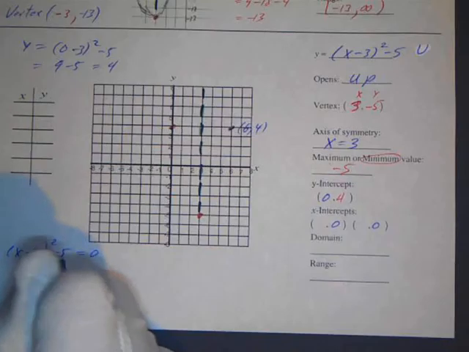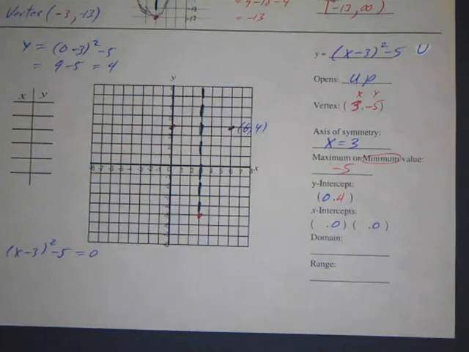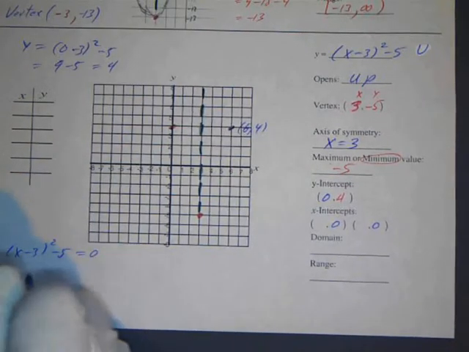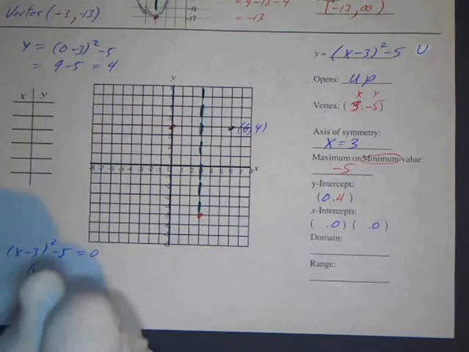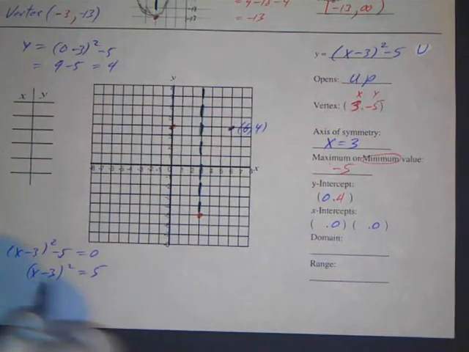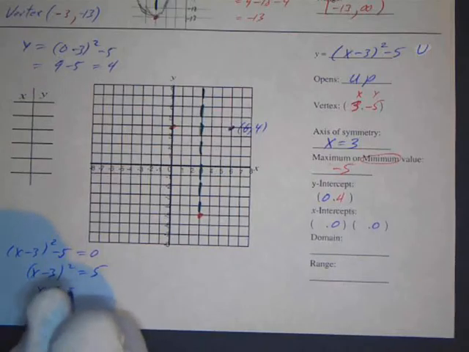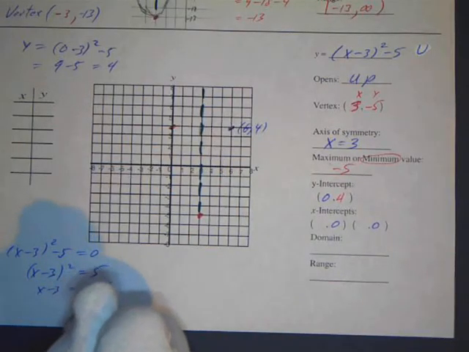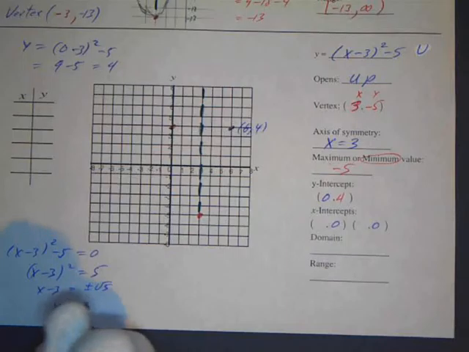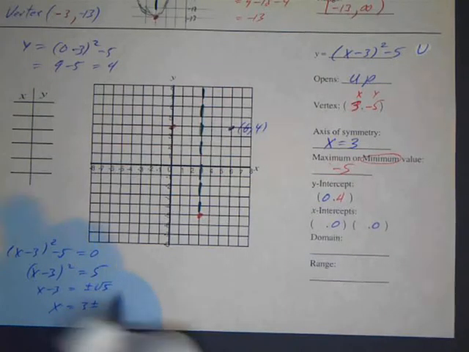And we did some quadratic equations like this on your homework problem, so hopefully remember that. So if I add 5 to both sides, I get x minus 3 squared equals 5. So if something squared equals 5, then that something, x minus 3, equals plus or minus the square root of 5. So x equals 3 plus or minus the square root of 5.